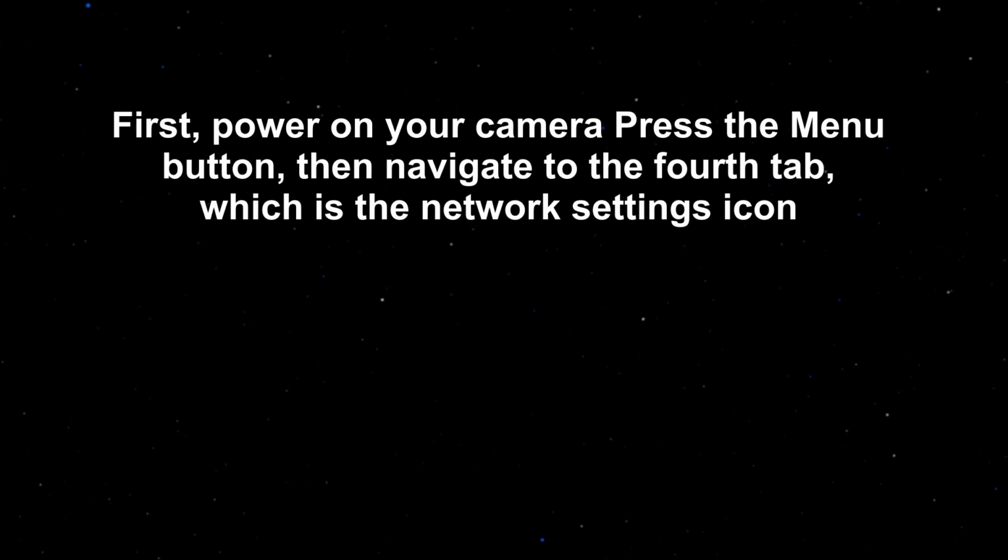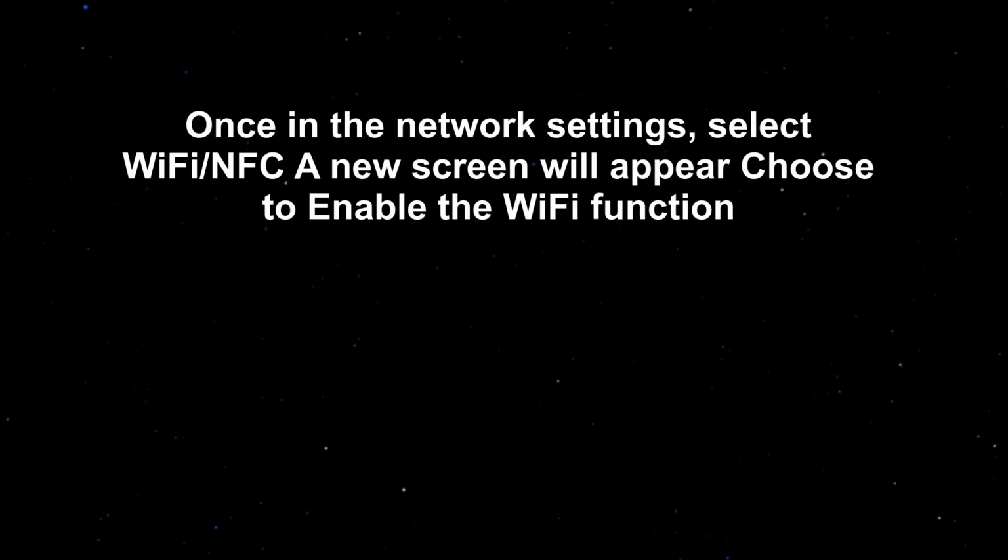First, power on your camera. Press the menu button. Then navigate to the fourth tab, which is the network settings icon. Once in the network settings, select Wi-Fi/NFC. A new screen will appear. Choose to enable the Wi-Fi function.